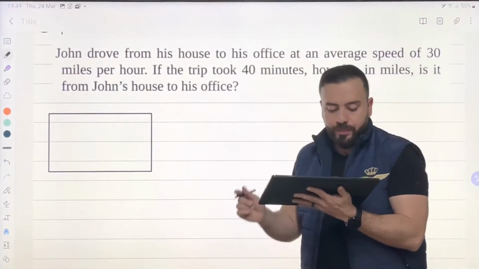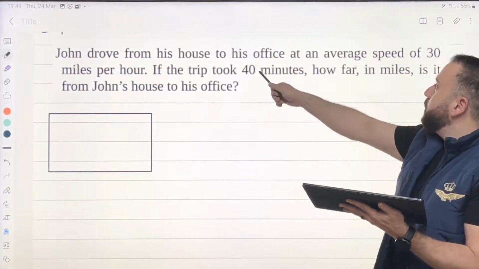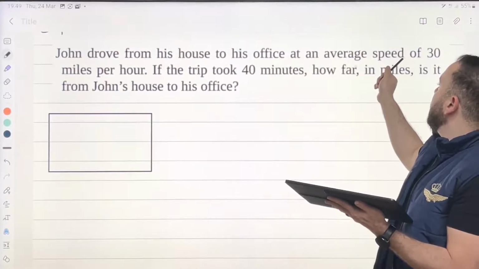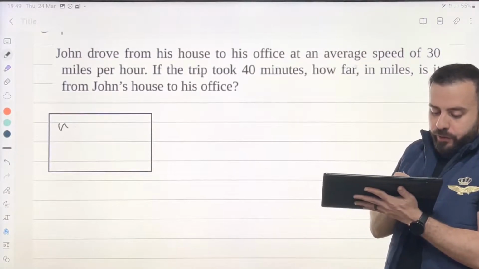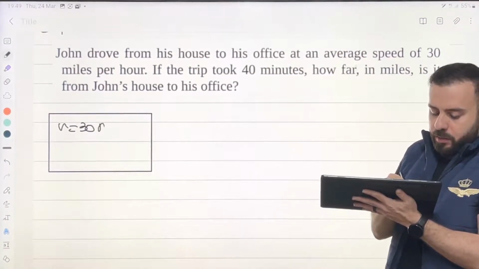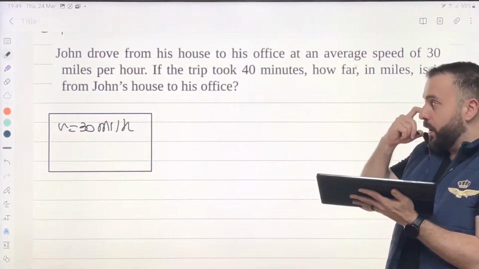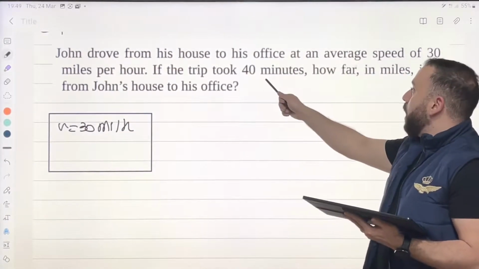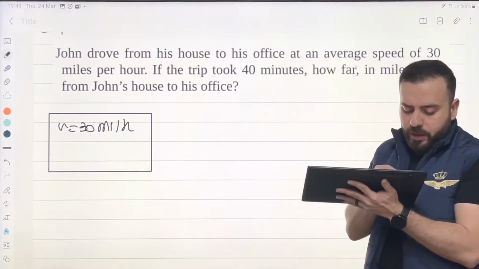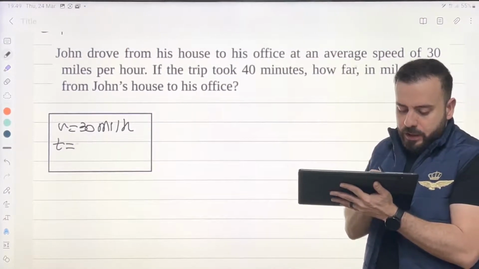Okay, this is a box, and the average speed is 30 miles per hour. So V is equal to 30 miles per hour. Fine, that's the first point I need to put. The second part is 40 minutes. Okay, this is the time. It's 40 minutes.